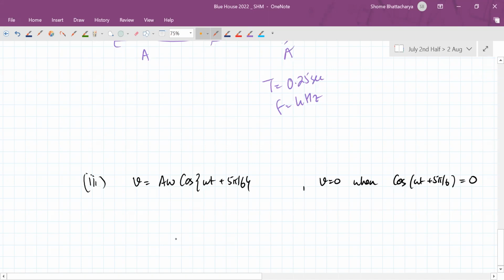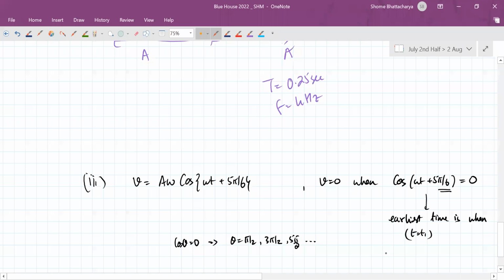Now see, cos theta is equal to 0 means that theta is pi by 2, 3 pi by 2, 5 pi by 2, and so on. But here this term is already greater than pi by 2. So the earliest time, when t is equal to t1, let's say, is when omega t1 plus 5 pi by 6, because time cannot be negative, so it has to be greater than pi by 2. So that's when it's 3 pi by 2.